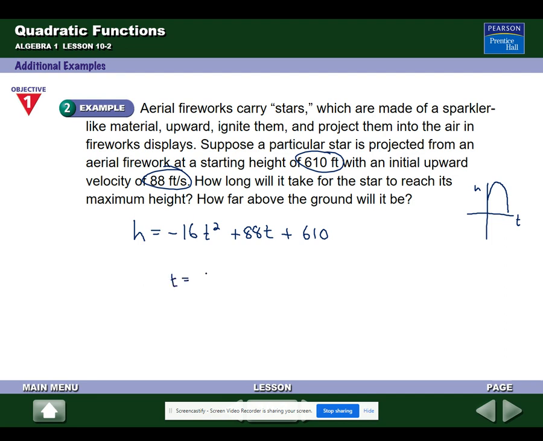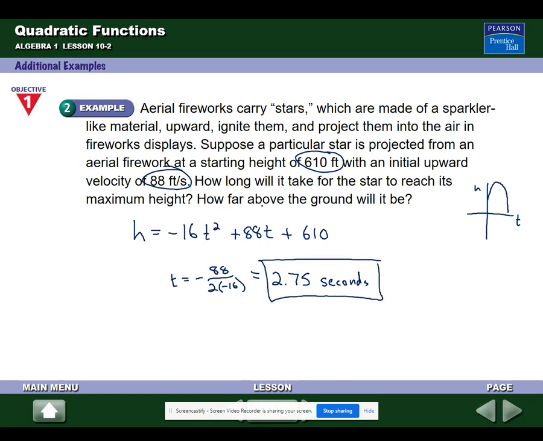T equals negative b over 2a. That'd be negative 88 over 2 times negative 16. And I do need my calculator for that. Negative divided by negative is going to cancel itself out. So really all I'm doing is dividing 88 by 32. It's 2.75. Now that should make perfect sense. 2.75 seconds, a little less than 3 seconds for it to reach the vertex there. That's a reasonable number.